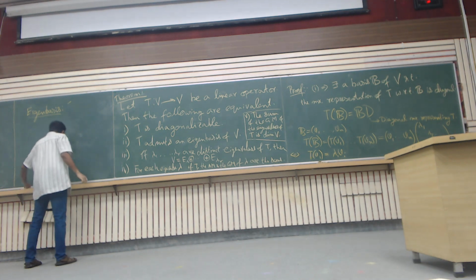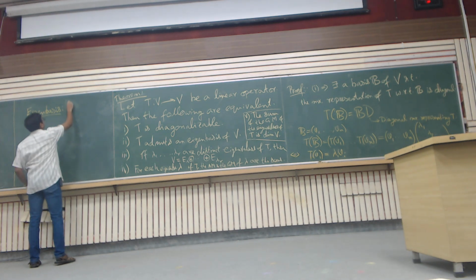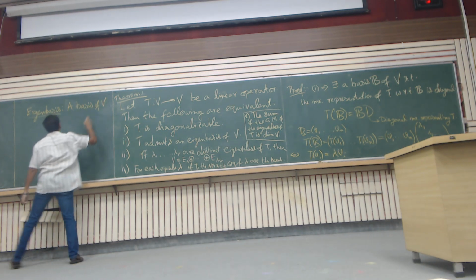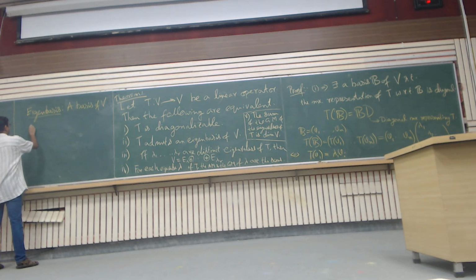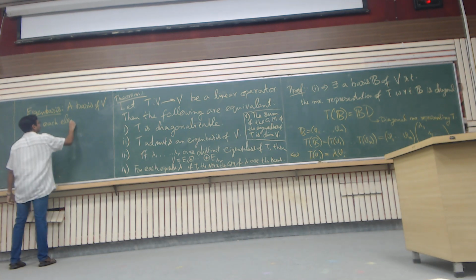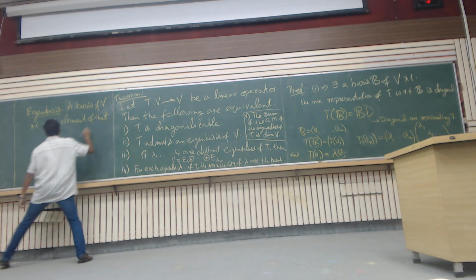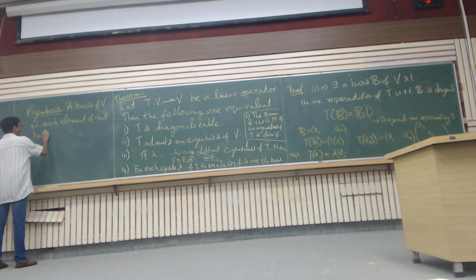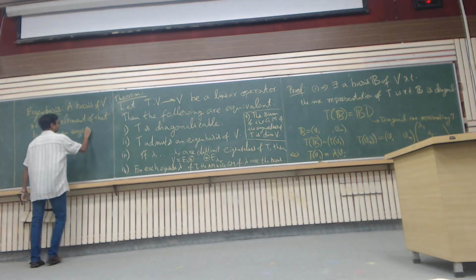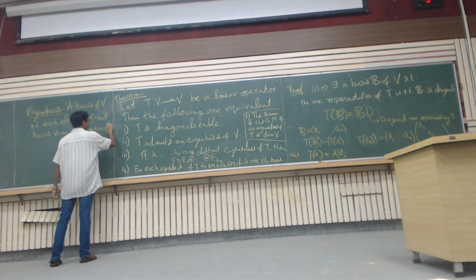A basis B such that each element of that basis is an eigenvector of a linear operator. In particular, here T is given, so an eigenvector of T.